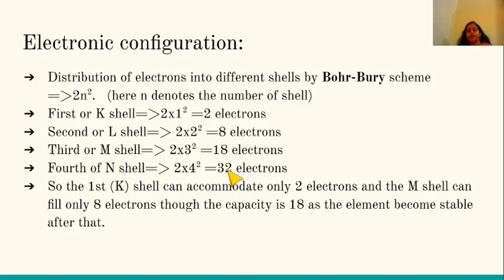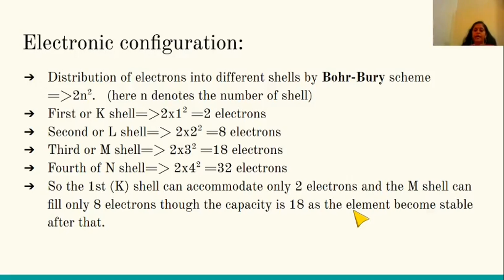But we should also know this, that the M shell can fill 8 electrons, though the capacity is 18, because after getting 8 electrons, the element becomes stable. So it is not that it is not going to take the rest of the 18. It is just showing that when the element is stable, it is when the outermost shell has got 8 electrons in its outermost shell, the valence shell, or valence electrons.